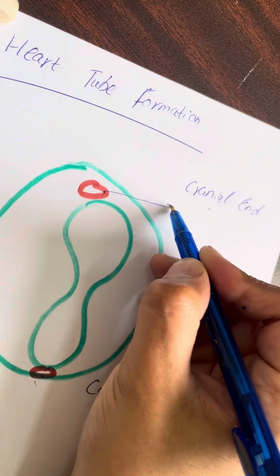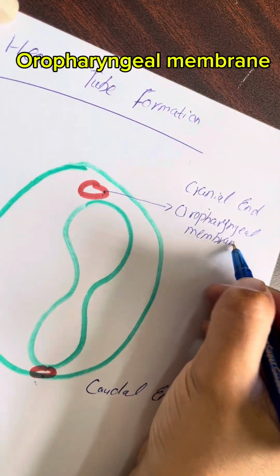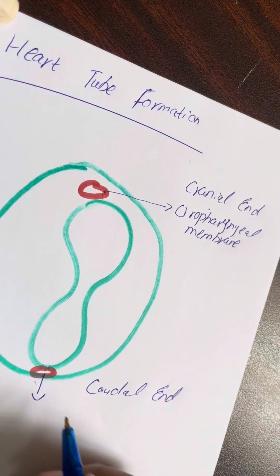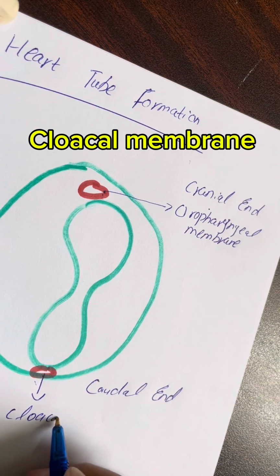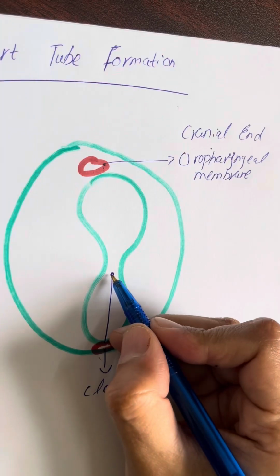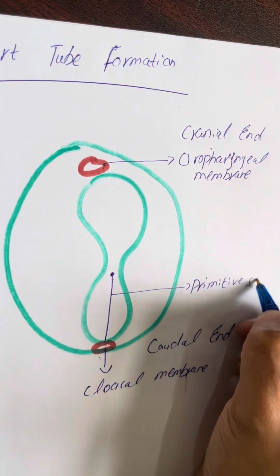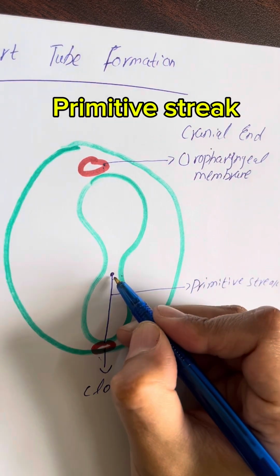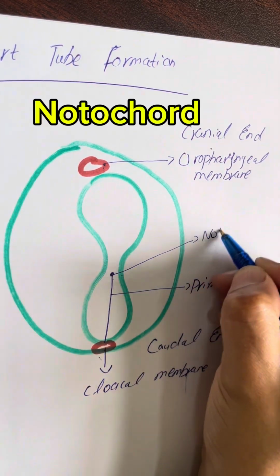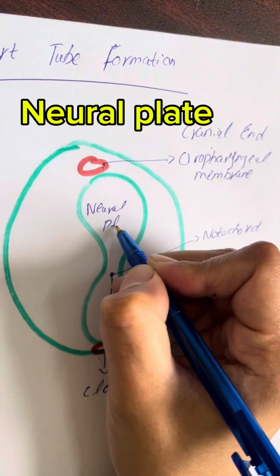Now, this opening is called the oropharyngeal membrane and this opening is called the cloacal membrane. In its lower central part, there is formation of a structure which is called the primitive streak. At the upper end of the primitive streak, the notochord will form. This whole structure is called the neural plate.